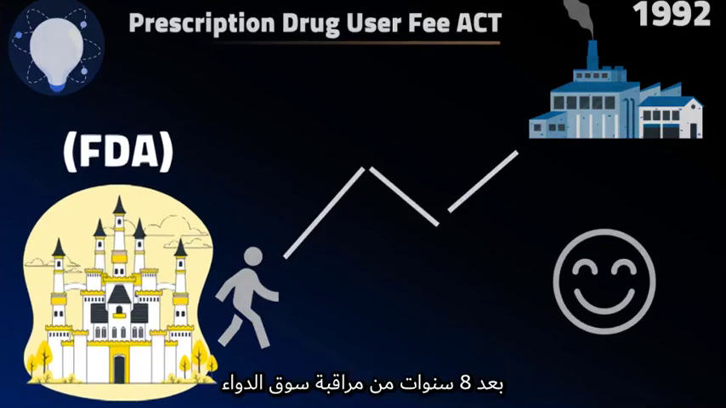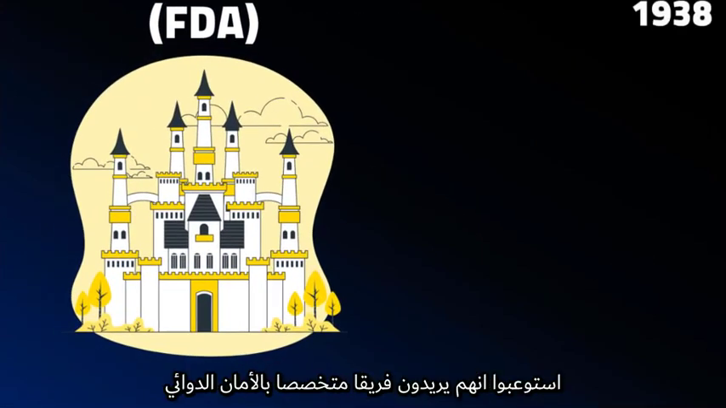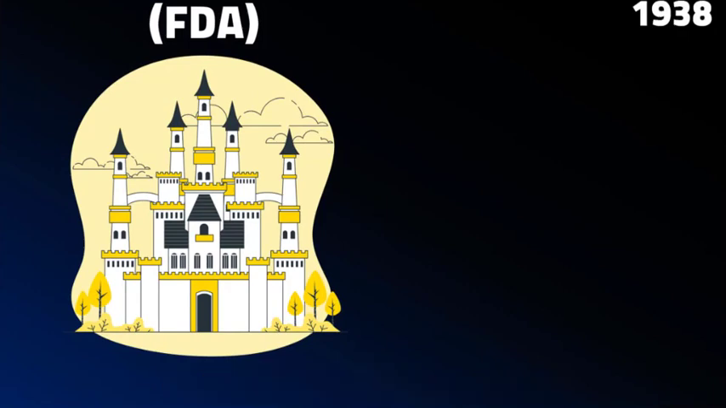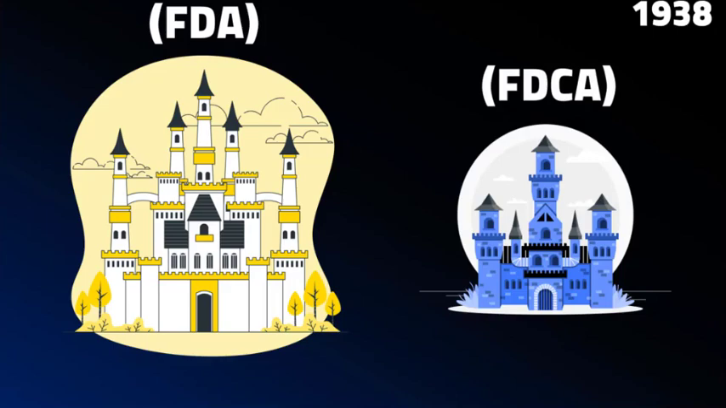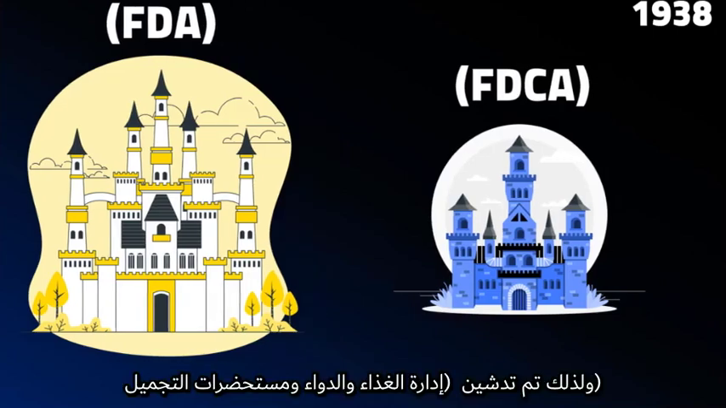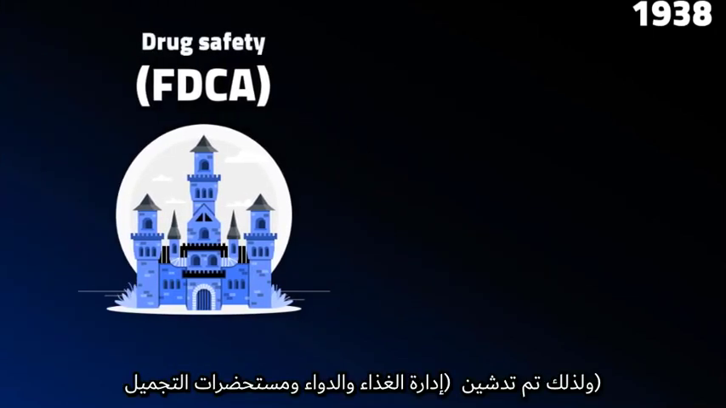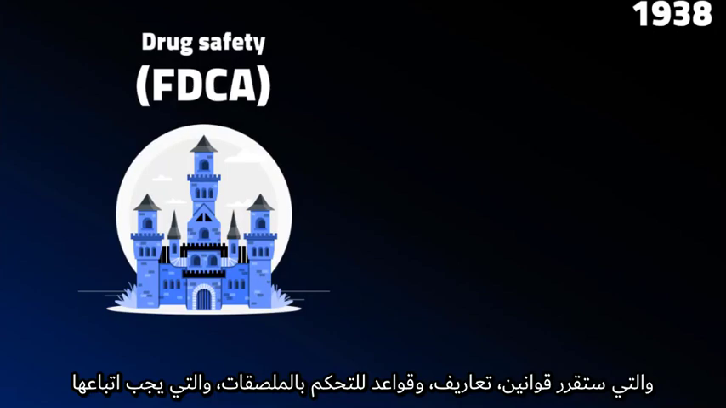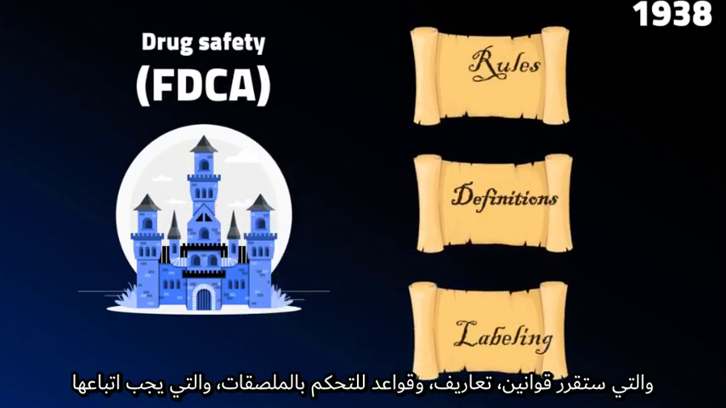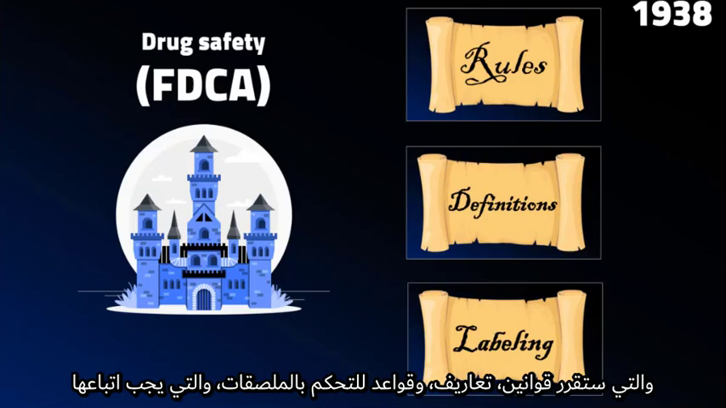After 8 years of monitoring the food and drug industries, they realized that they needed a devoted team dedicated to drug safety, so they started the FDCA, the Food, Drug, and Cosmetic Act, which would set a number of rules, definitions, and labeling regulations that should be followed.